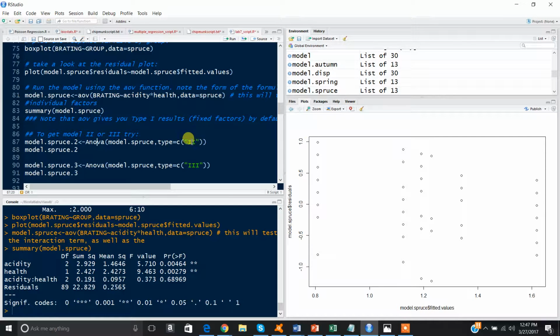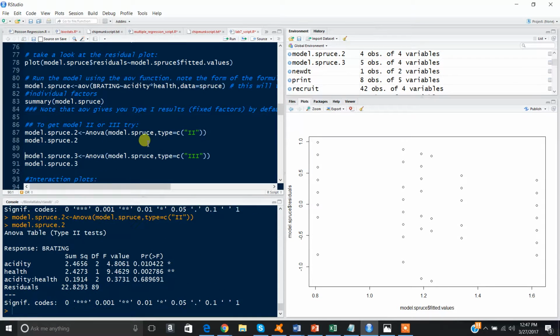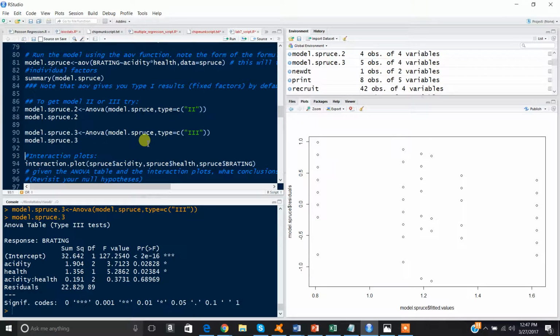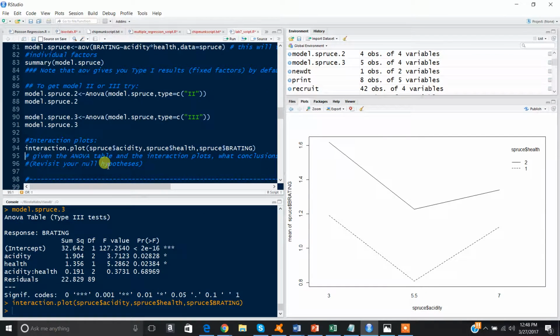So this could be type 1, which you don't have to do again because that's default, but you can do type 2 or type 3. We'll run that just so you can see what happens. Again, you get different results according to the type number of the test you're running. Just so you're aware. We're also going to look at the interaction plots.